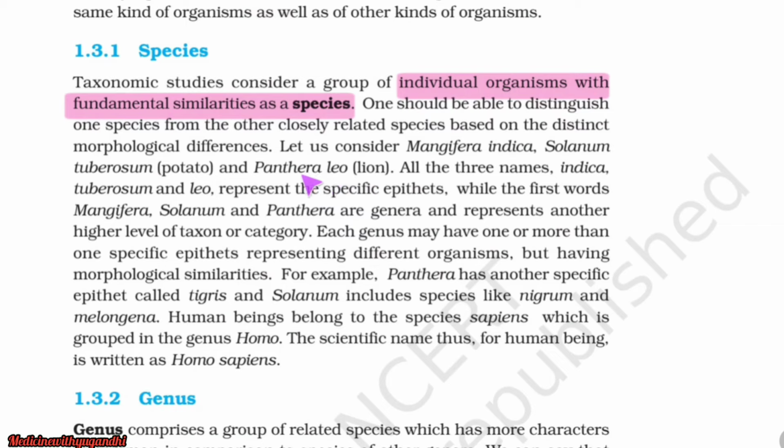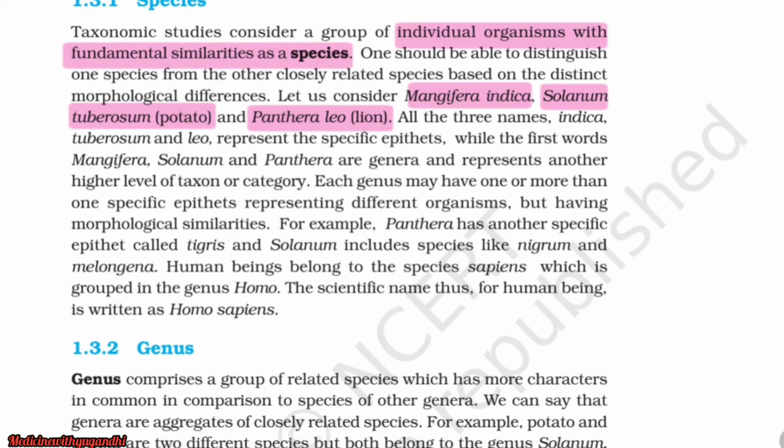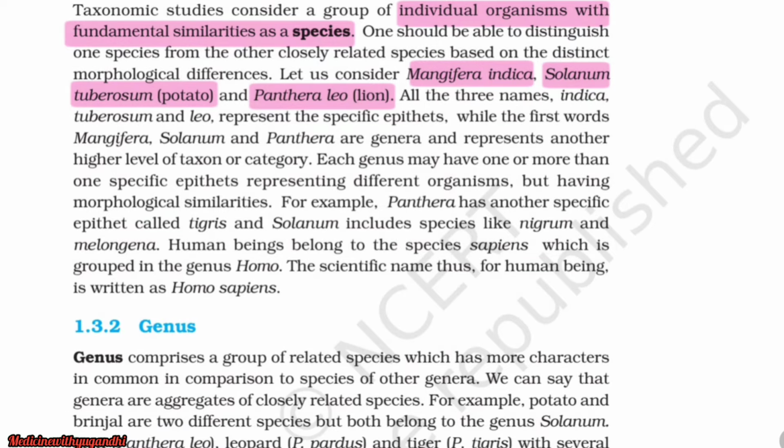Then each of the biological names can be asked in the MCQ. So for example, Mangifera indica represents the mango. Then Solanum tuberosum refers to potato. Then Panthera leo refers to lion. So by this time you all might know that the second word in all these biological names refers to the specific epithets.